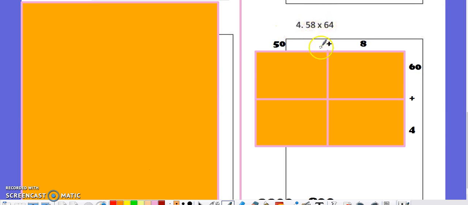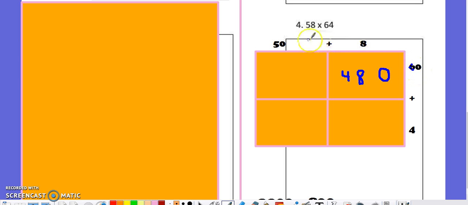58 times 64, set up your 4 square box. Expand those numbers. 58 is 50 plus 8, 64 is 60 plus 4, and now you're ready to multiply. 60 groups of 8. Place my 0 in my answer, then just focus on 6 and 8, that math fact. 8, 16, 24, 32, 40, 48. Taking these songs from Mr. Panza's side will help me feel great.